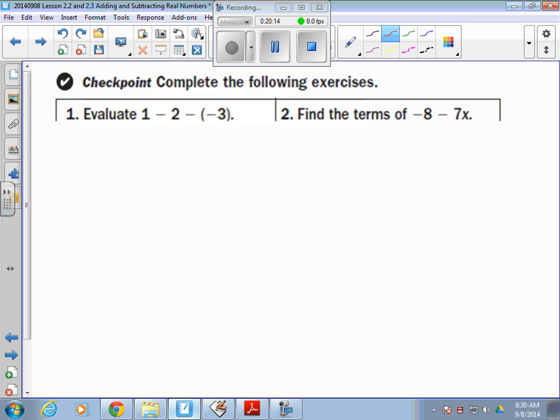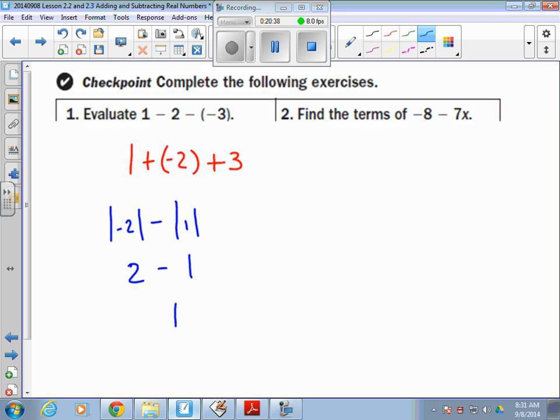Here's the checkpoint. 1 minus 2 minus the negative 3. We're subtracting. Add the opposites. 1 plus negative 2 plus a positive 3. Remember, it's adding the opposite. Plus a positive 3. Opposite signs, subtract the absolute values. Negative 2 minus the absolute value of 1. The absolute value of negative 2 is 2, minus the absolute value of 1 is 1. Keep the one that has the larger sign. It's negative, so it remains negative 1.